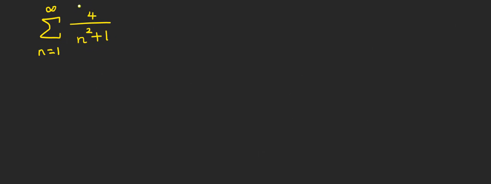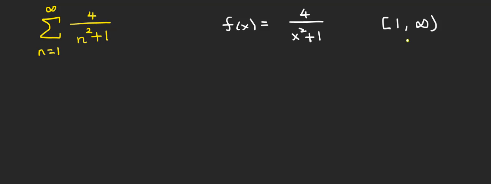Now let's see whether this infinite series converges or diverges. In order to apply the integral test, we have to see whether f of x equals 4 over x squared plus 1 satisfies the three conditions. First, is it continuous from 1 to infinity? It is. You could plug in any value from 1 to infinity and you'll get the y value.